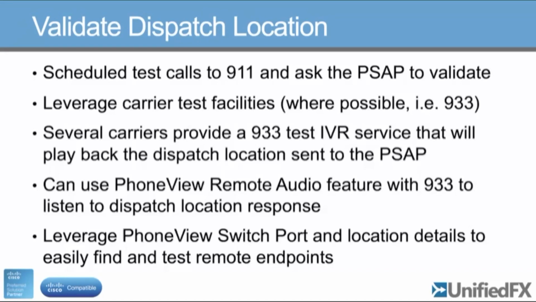So quite simply, you can get your remote phone or phones to dial 933, monitor, listen to the dispatch location that's announced, and then double check that with your records.